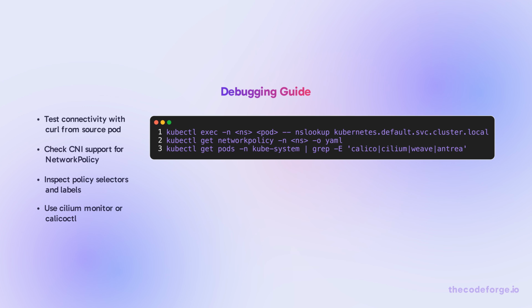To debug network policy issues, start by testing connectivity directly with curl or nslookup from a pod. Check if your CNI supports policies. Inspect the policy YAML and verify pod labels match selectors.